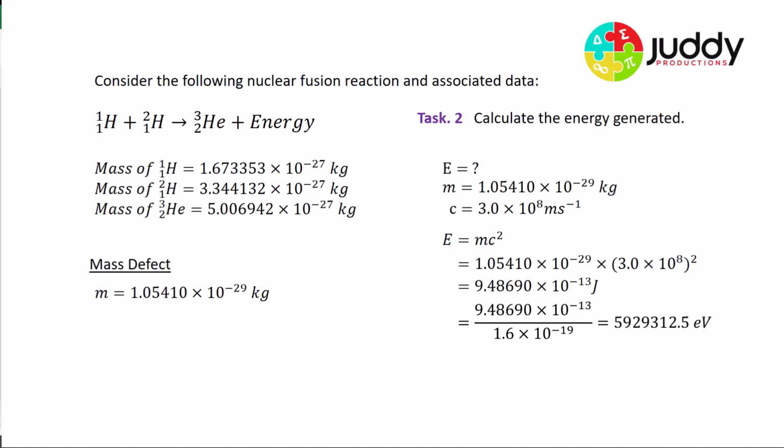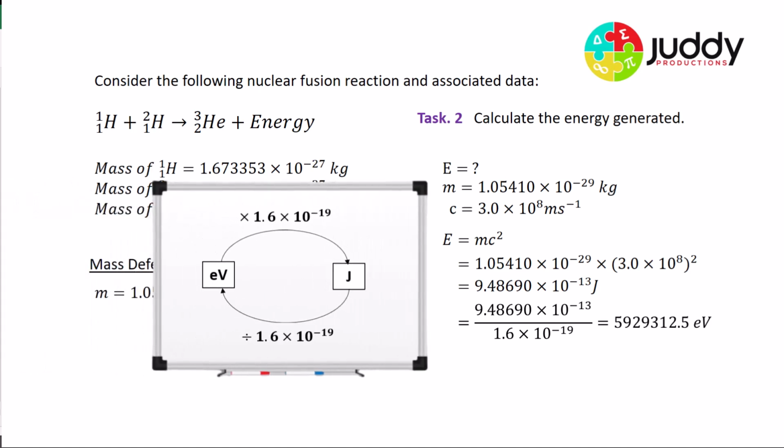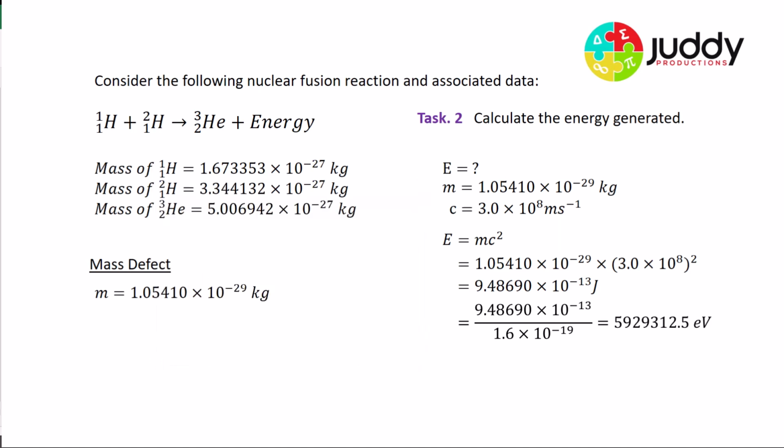We divide that by 1.6 × 10^-19, and we do so to convert our energy from joules into electron volts, which is a more common unit. So when we divide that energy by 1.6 × 10^-19 joules, we end up with 5,929,312.5 electron volts.